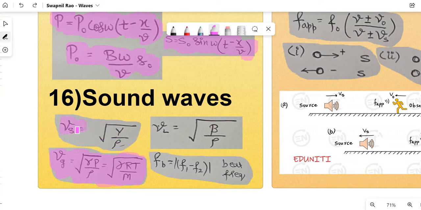Another formula for sound waves: V in a solid is equal to under root Y by rho. This Y over here is Young's modulus, which has been done in elasticity. V in a liquid is nothing but under root B by rho, where capital B is bulk modulus and rho is density.